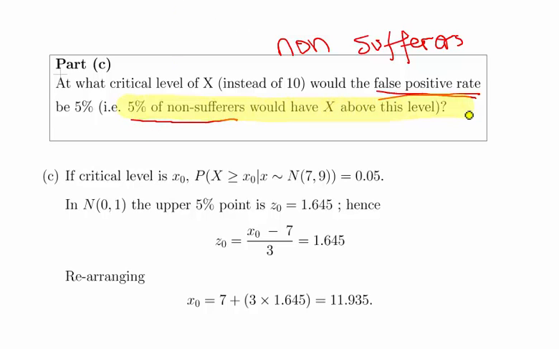Okay? So essentially what we're looking for is some critical level here, x or x0. And what we want is the probability of x being greater than this threshold, given that we're dealing with non-sufferers, to be 5%. Okay. So familiarity with the normal distribution comes into play here. So essentially what we want to know is what is the z-score that corresponds to an upper tail of 5%.